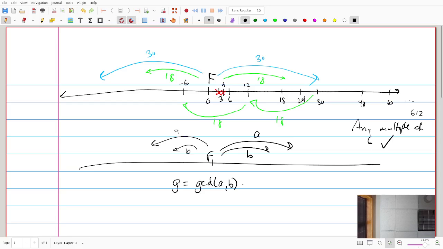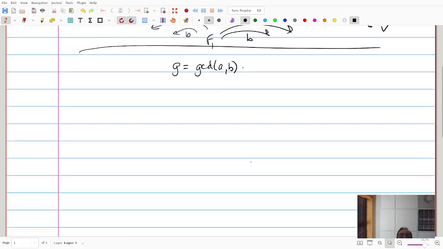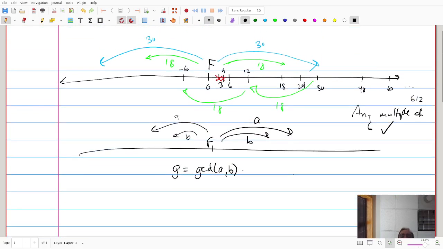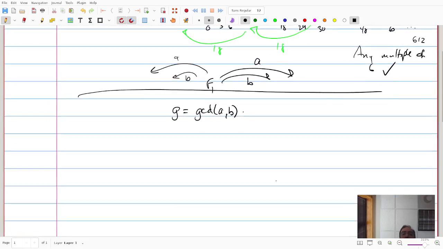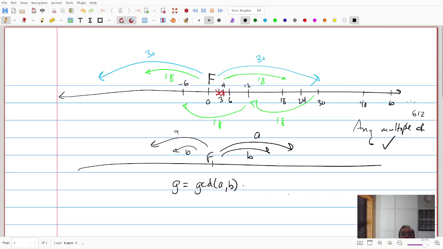Because in this case, I had to subtract 30 and then add 18 twice, and I got to 6. But maybe there's no way in general to do that. But it turns out it's always possible, and that fact is an important fact about how the GCD works.